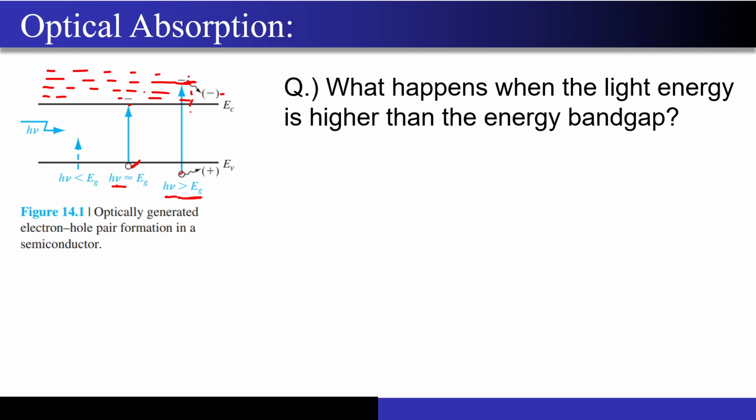And this difference that you are seeing over here, if you do hc by Eg, that will not give the wavelength. This difference I am calling E. So this is not Eg, this is E. If you just do hc by E, then you will get the wavelength of that photon.